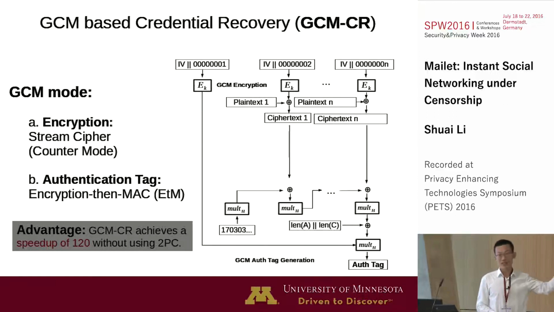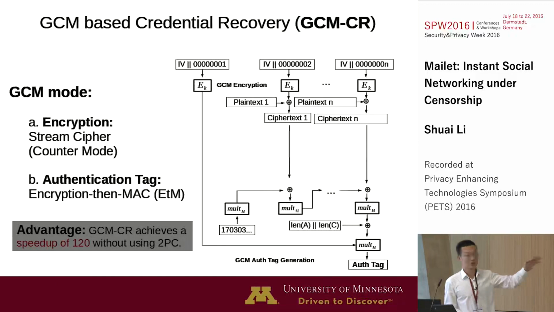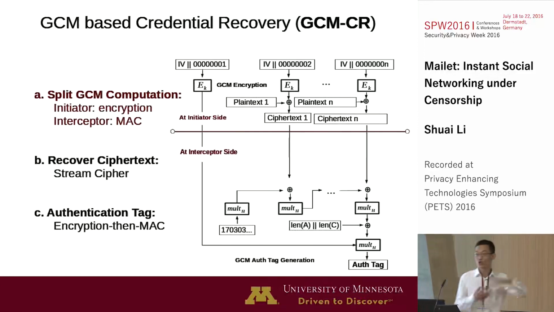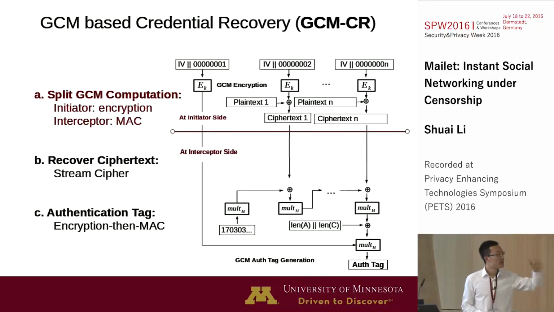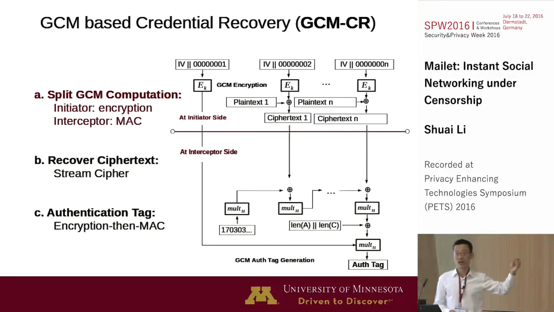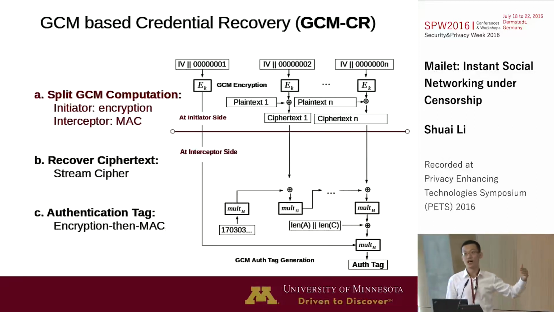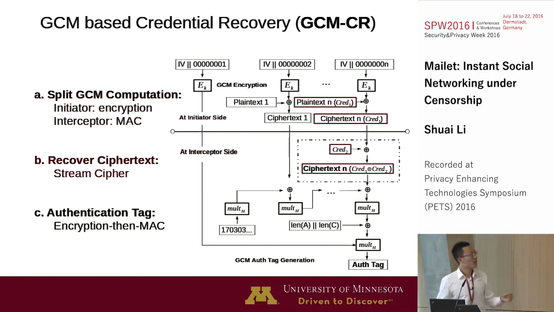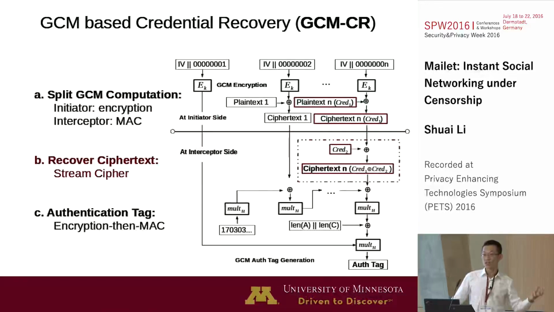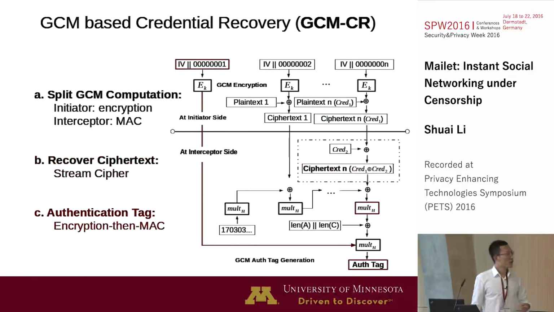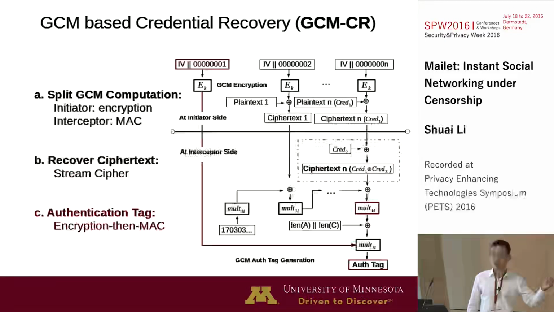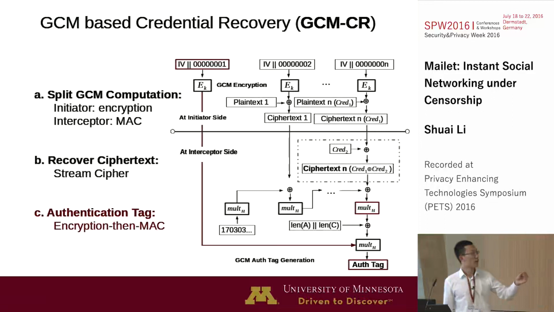So we try to find another solution, which is a GCM-based solution. We adopt the benefits of GCM encryption. It's basically a stream cipher, and it also has an authentication tag. It's encryption, then MAC. So we are able to split this computation into two parts. The initiator takes part of the encryption, and the interceptor takes part of the authentication tag. We can XOR to recover the plaintext from the ciphertext, because it's a stream cipher. Then the interceptor can generate a valid tag with the help of the user.